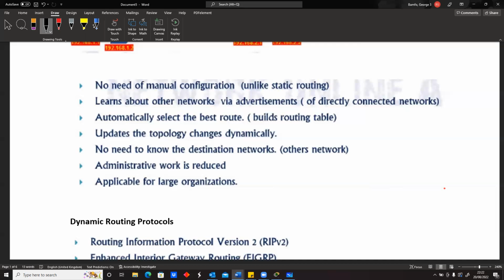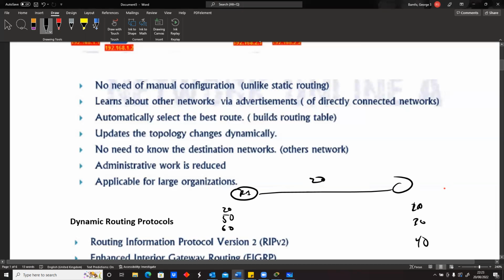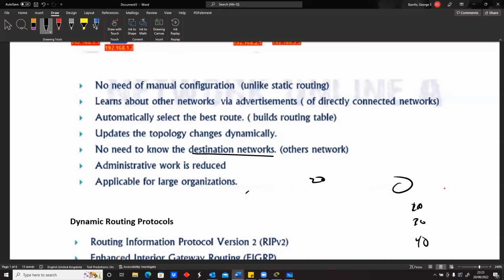Again, in static routing, what we were doing was, if this guy has maybe 20, 30, 40, and then this is 20 network. So this guy has 20, 50, 60. Now the missing networks for this R1 are 30 and 40. And since 30 and 40 are missing, those are destination networks. So we have to look for those destination networks and put them in our device. But with dynamic routing, you don't need to know the networks. You only need to know about your networks.